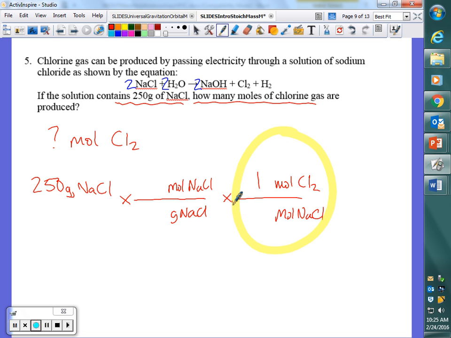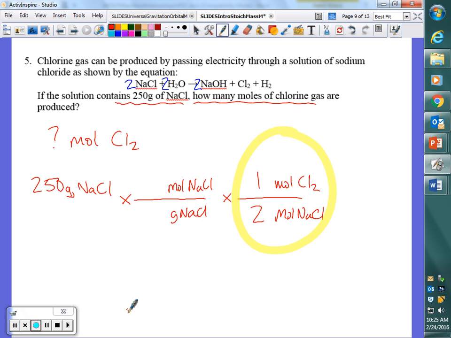Yeah, because there's only one Cl2. Oh, 1 mole. And then what number is going to go on the bottom of this conversion factor? All right, good there. Now, let's do the first conversion factor, right? When we have a grams number, that's our molar mass. Where do we get our molar mass from?